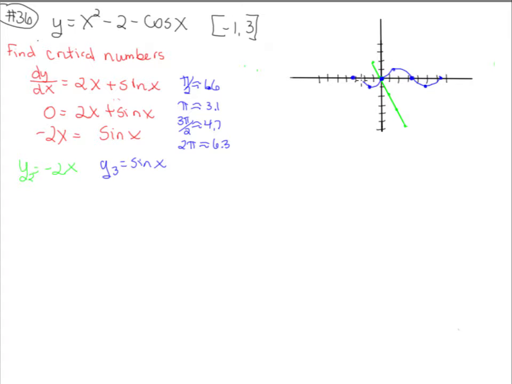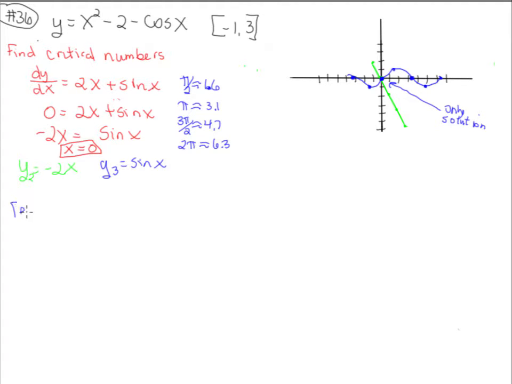Now from our graph, it's easy to see that we only have one point where the blue graph intersects the green graph, and that is at the point 0, 0. So that is the only solution to this derivative. So we would say x is equal to 0.